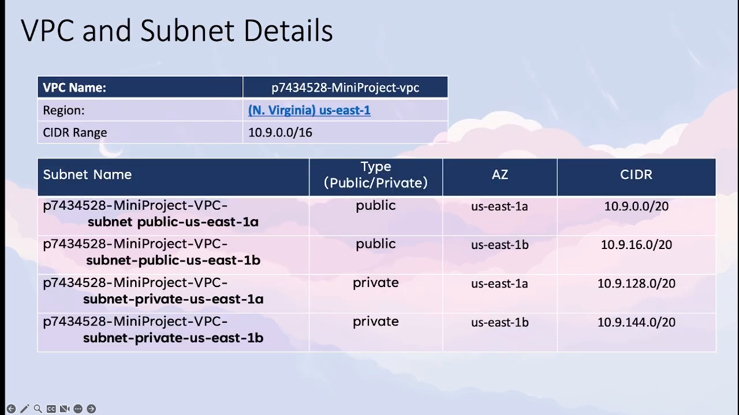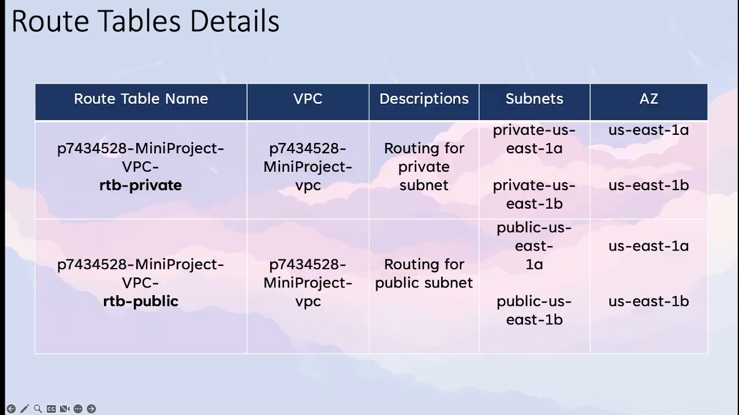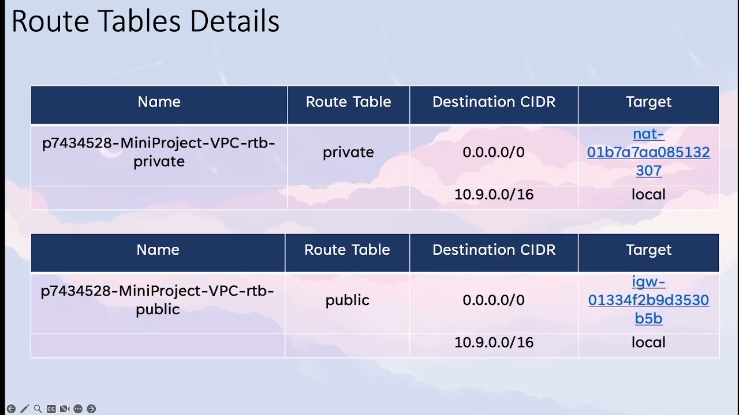Okay, here are the VPC and subnets created, two public subnets and two private subnets in US East one. We can see here, and then the next thing we're going to be asking is how the subnets are able to communicate with each other. It's through the route table that we configured. Two public subnets are associated with the public route table, and two private subnets are associated with the private route table.